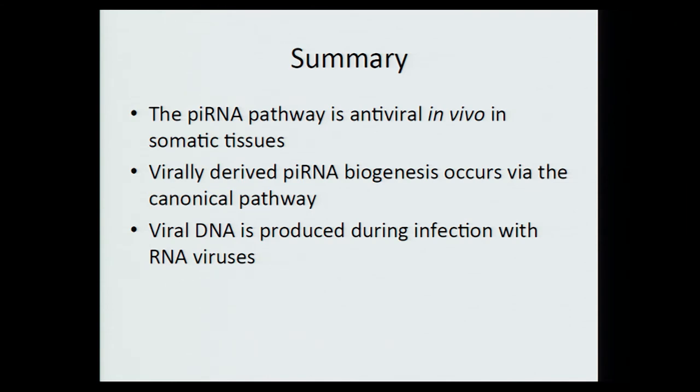So in summary, I hope that I've shown you that the piRNA pathway is antiviral in vivo in somatic tissues in the mosquito Aedes aegypti, and that virally derived piRNA biogenesis occurs through the canonical pathway, just with a twist, in that the loci are generated through reverse transcriptase activity from retrotransposons onto an RNA virus.